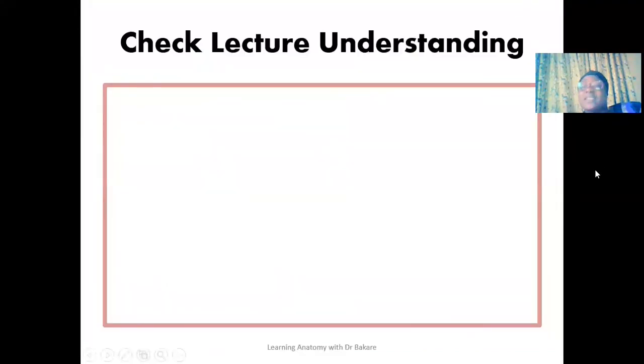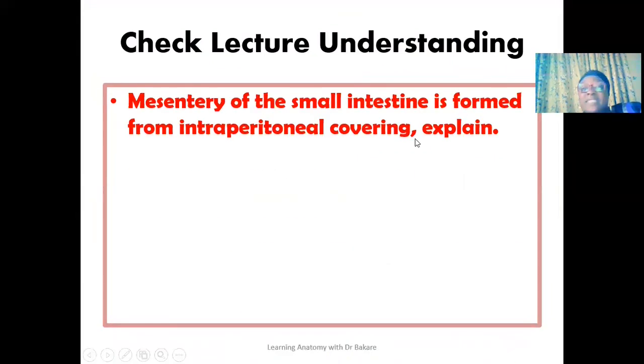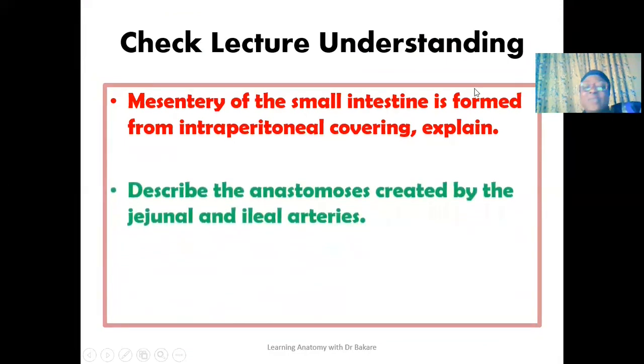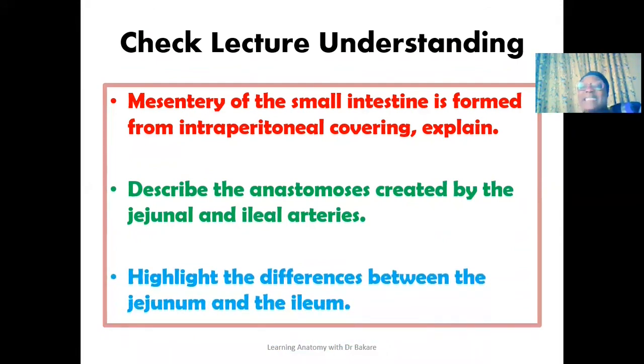So let's check our understanding of this lecture through the following questions. The first one is, mesentery of the small intestine is formed from intraperitoneal covering. Explain. And the second question is to describe the anastomosis created by the jejunal and also the iliac artery. This we have adequately explained in this lecture through the creation of arterial arcades and also vasa recta. Then the last question is to highlight the differences between the jejunum and also the ileum.